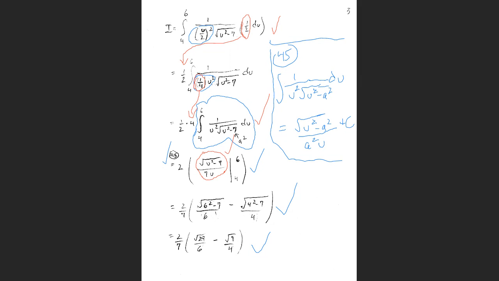So the final answer then, if we go to the next page, I can distribute the 2/7 on both of these terms. And so the final answer in the prettiest form would be the definite integral, the value, is square root of 29 over 41 minus 3/14.